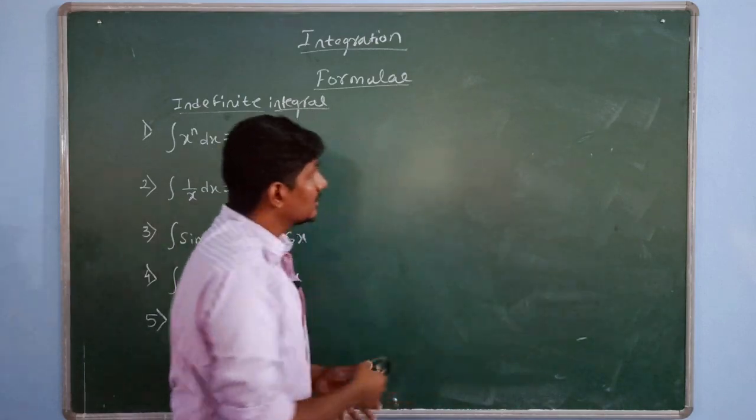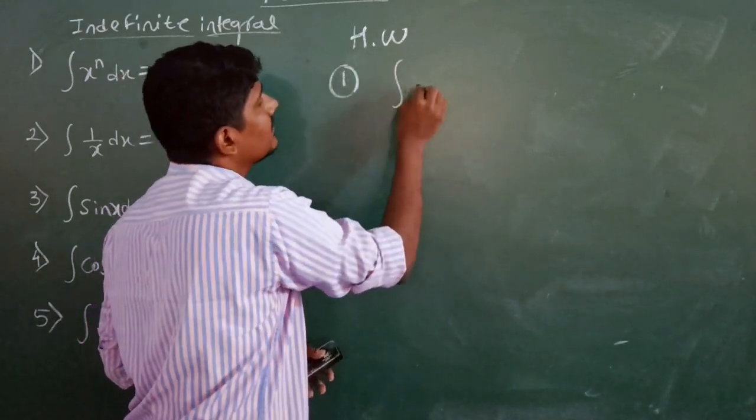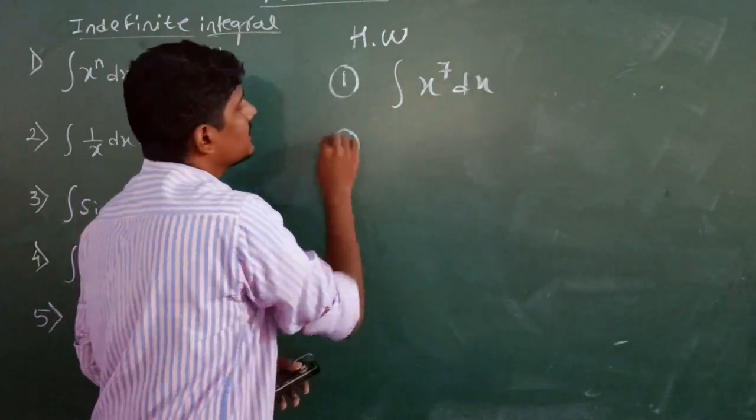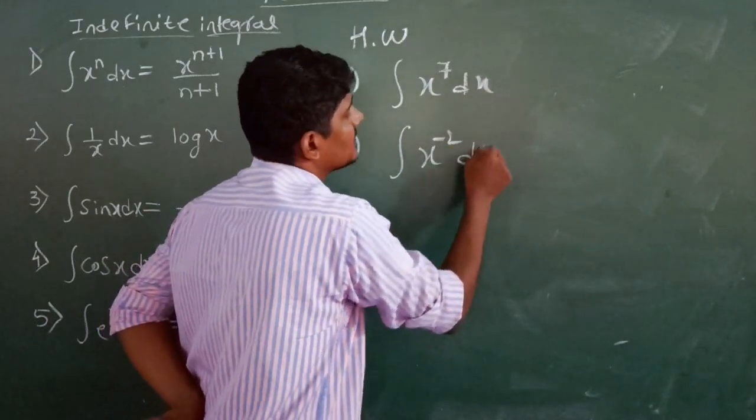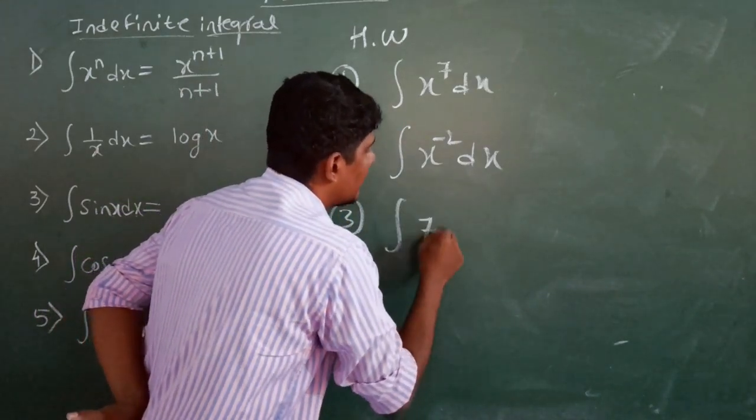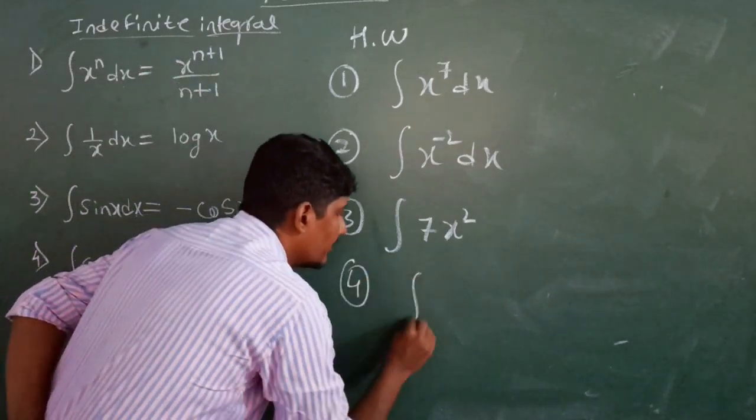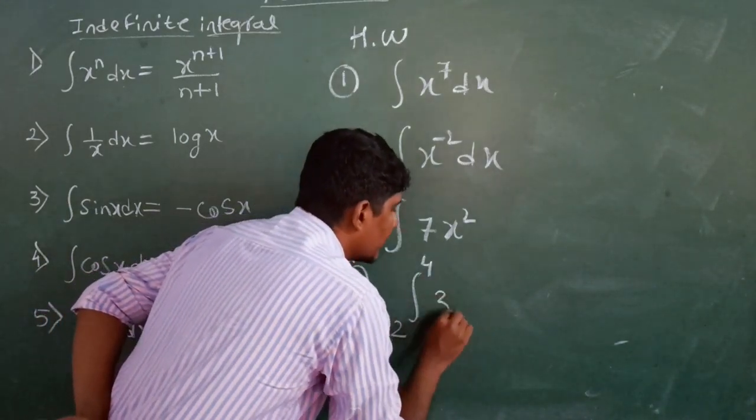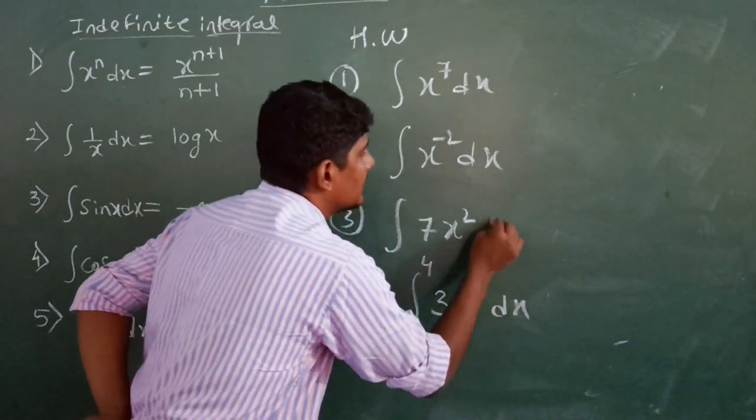Now homework, I will give you homework. So first homework, integrate x raised to 7 dx. Try this one. Second one, integrate x raised to minus 2 dx. Third one, integrate 7x square. Fourth one, integrate with the limit 2 to 4. Here I will write 3x raised to 3. Okay, for each we need to write dx.